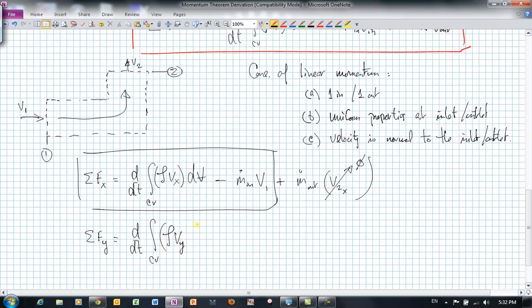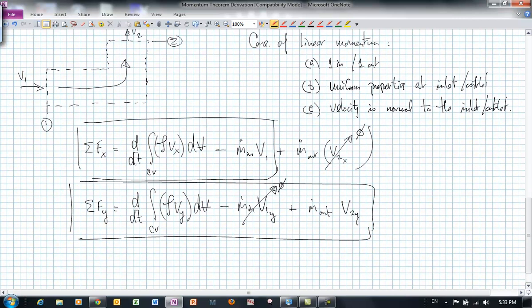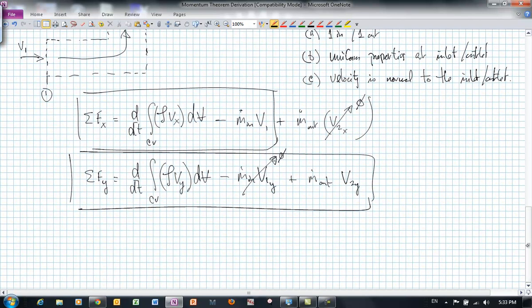Similarly, the sum of the forces in the y direction would give me another equation altogether. Now I'm looking at the velocity in the y direction inside this control volume, integrated inside this control volume, minus m dot in times V1 in the y direction, which is 0 because V1 is exactly aligned with the x-axis, plus m dot out times V2 in the y direction. Okay, so in this little 2D diagram, of course, there's no z, there's no velocity in the z component, but I could write the equation in that form as well. Okay, RTT number 1. RTT number 2 for momentum equation.